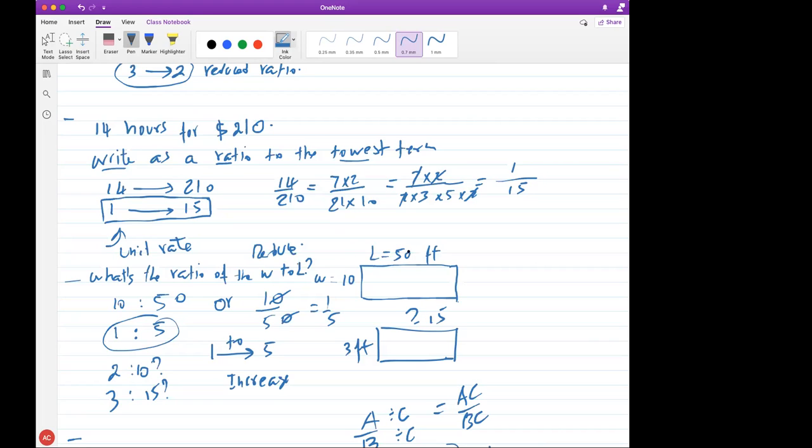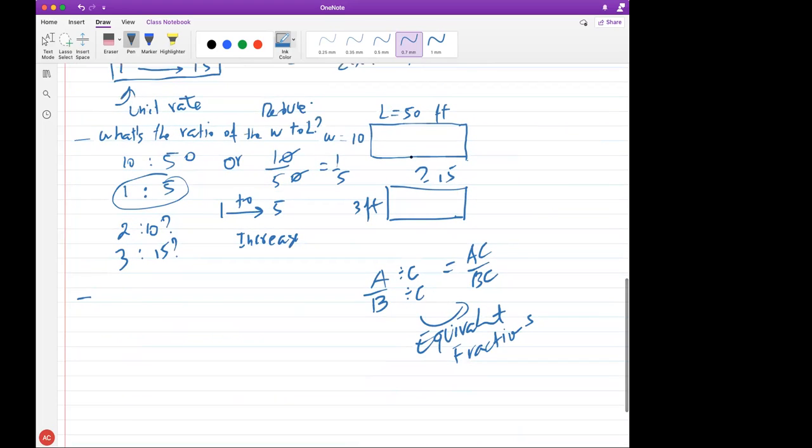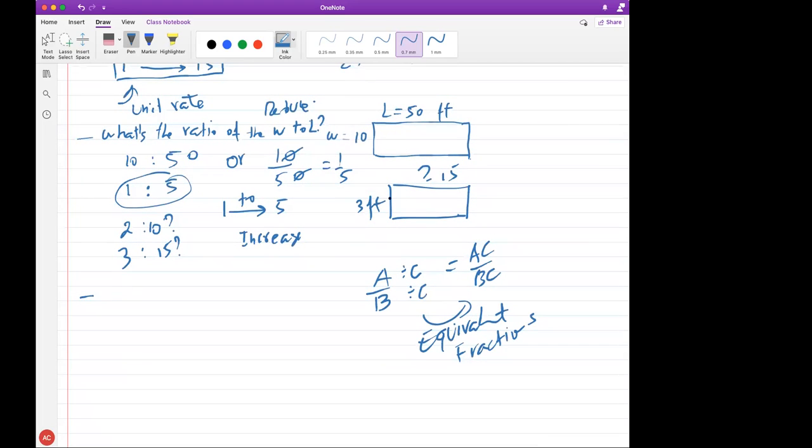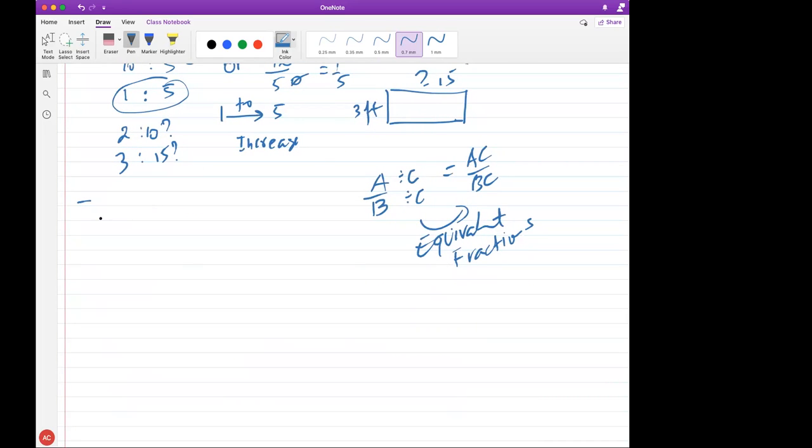Just like the analogy of a picture. If you increase one side, you have to increase the other to keep the ratios and to keep the picture looking normal. Otherwise, you're going to distort, like I said, your picture. It's not going to look nice. So ratios.